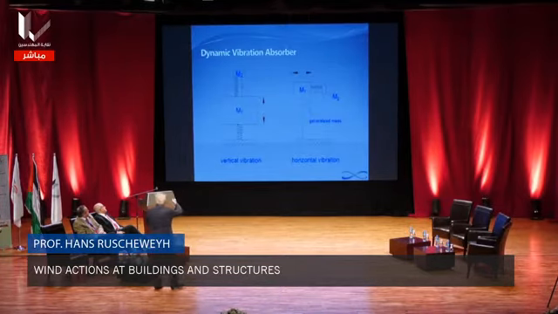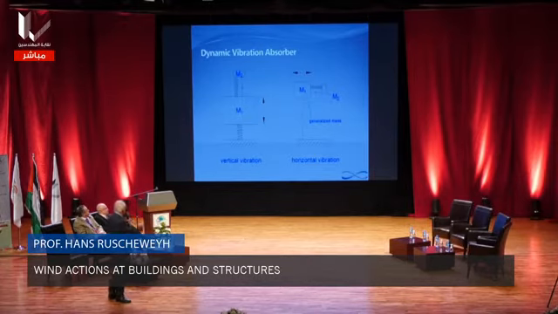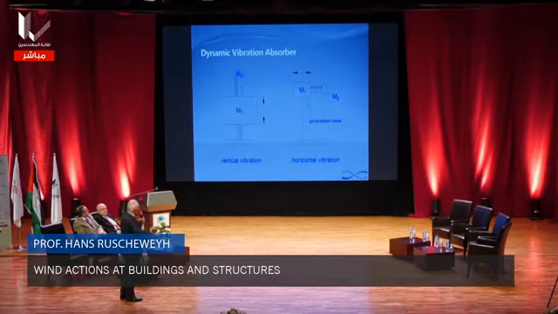So, this is the principle. You have a main mass M1. That may be a stack, an antenna mass, or a bridge. And you add a small mass M2 connected with a spring and a damper element. The left figure is for vertical vibration, the right figure is for horizontal vibration.